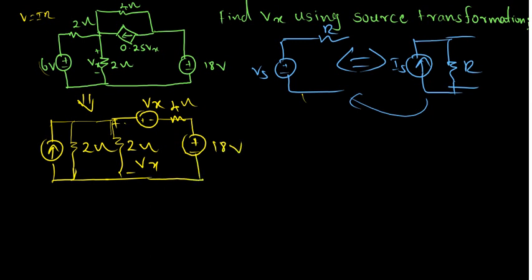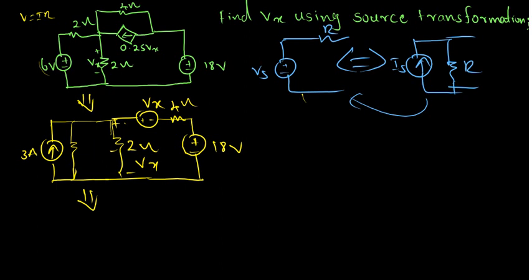Here we need to put the current value. That's 6 volts over 2 ohms, so I is equal to V by R, which is 3 amps. Now we need to change again. There is a 2 ohm and a 2 ohm in parallel, so it becomes 1 ohm.